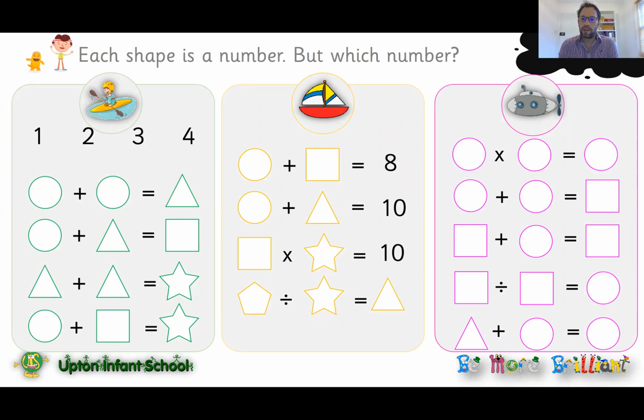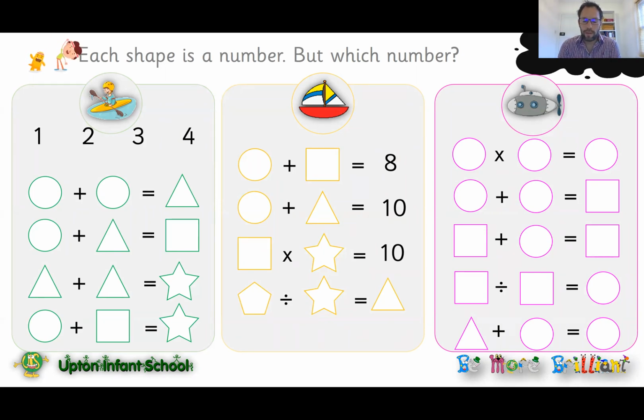So you've got to use something called trial and error. That means just trying different things out. So you could try putting a 1 into the circles and seeing what that does, or a 2, or 3, or a 4. And you've just got to see if you can make all of the calculations work out.